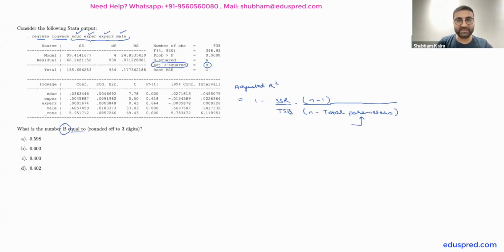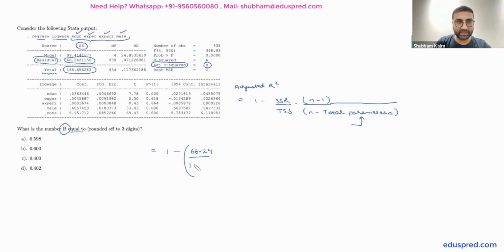Okay, now what is SSR in this question? Well, this is SS, so this is your sum of squares and you can see residual over here. So your SSR, that is your sum of squared residuals, is this. So we can write that your adjusted R square is equal to 1 minus, instead of SSR, I can put 66.24. Now, what is your TSS? TSS is total sum of squares. So you can see over here, your total sum of squares is this.